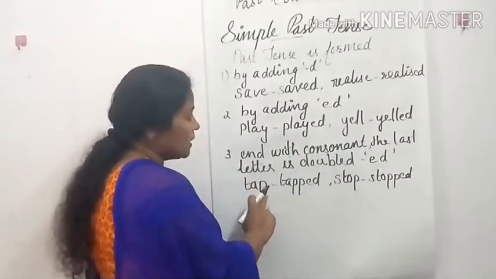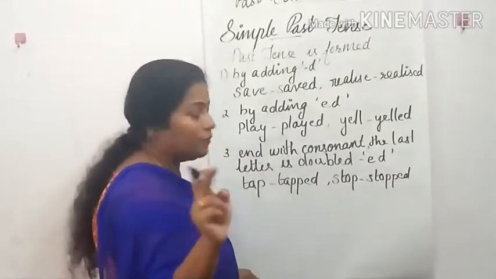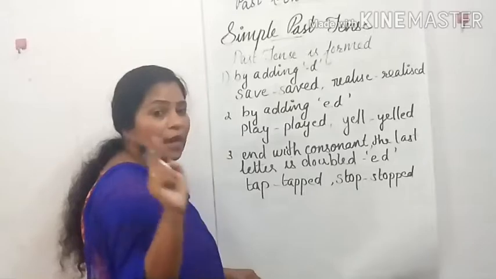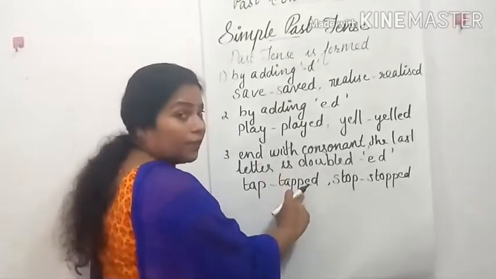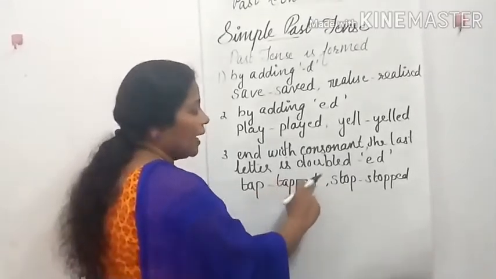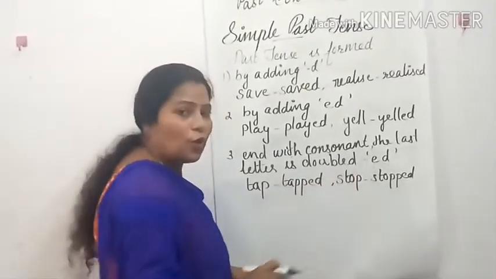Okay, our consonant letter doubles, double P, because here the last letter is P, and P is a consonant, so we double it and then add ED to it. Like tap, tapped; stop, stopped.